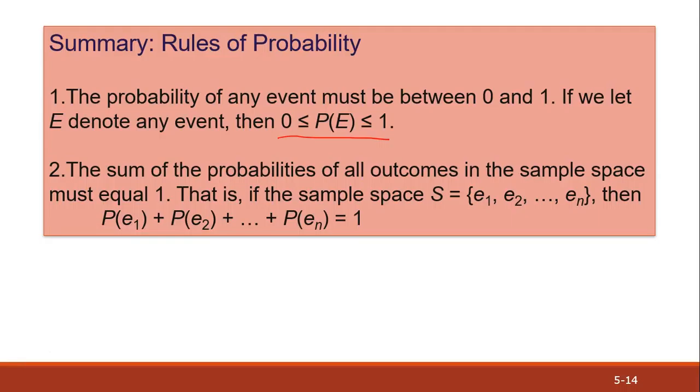And then the second rule here that we have learned is that the sum of all the probabilities in a certain sample space must be equal to 1. And that is if the sample space here is given, so a certain number of events is given, and we take the probability of each one of those events and add them up, it should equal 1.